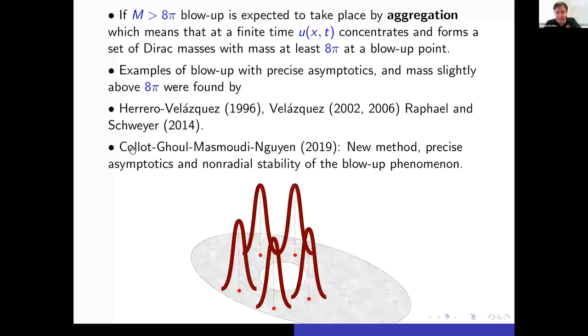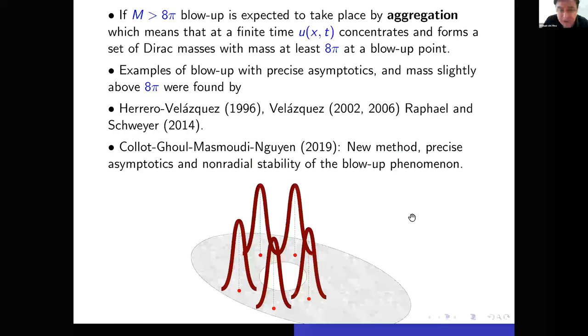Much more recently, I can mention work by Collot, Ghoul, Masmoudi, and Nguyen last year. They found yet another method which gave rise to a much more precise description of the asymptotic profile. Method of construction. I'm always talking about constructing radial solutions. And with this new method, they actually managed to even find a non-radial stability of this phenomenon.